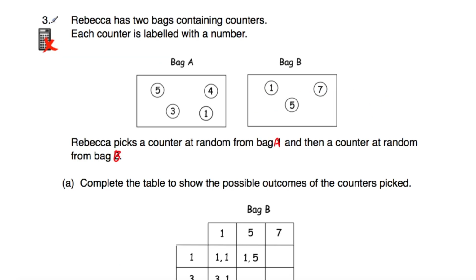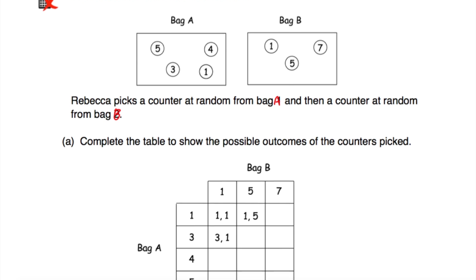Okay, let's have a look at our next question, question number 3. Question number 3 says, Rebecca's got 2 bags containing counters. She's got 2 bags that contain counters, and we've got diagrams of them here. Each counter is labelled with a number. Rebecca's going to pick a counter at random from bag A, and then she's going to pick a counter at random from bag B. We've been asked to complete the table to show all the possible outcomes.